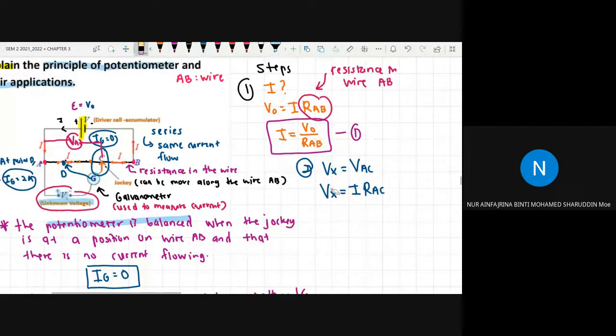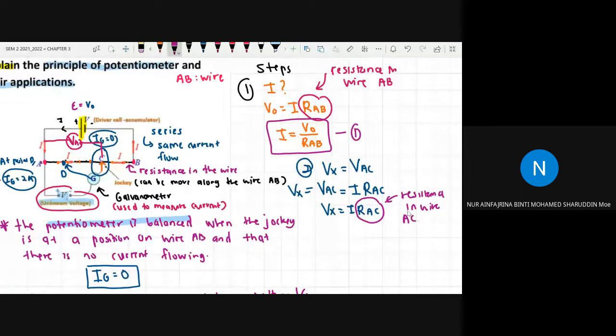So VAC sama dengan current darab RAC. So ini pun adalah Vx, sebab sekarang Miss nak cari Vx. So Vx equals to current darab dengan RAC. So RAC apa benda pula? RAC adalah resistance in wire AC. So from A to C. Maksudnya dia adalah resistance dalam wire tu daripada A sampailah C.